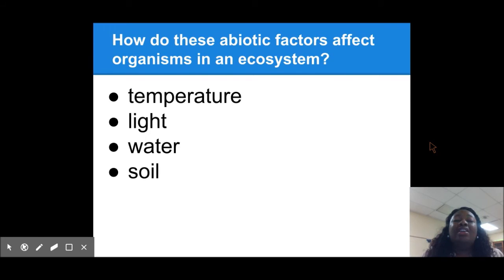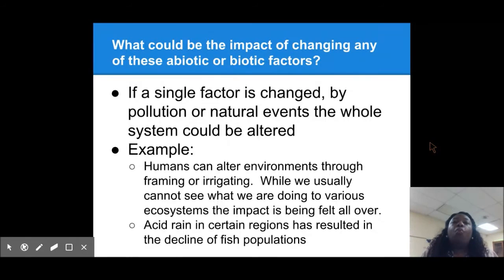All right, so how do these abiotic factors affect organisms in our ecosystem? We have temperature, light, water, and soil. These are things that affect the organisms in our ecosystem. Just remember that, okay? So what could be the impact of changing any of these abiotic or biotic factors? Well, if a single factor is changed by a population or any natural event that occurs, the whole system can be altered. So imagine a tsunami coming. That's a natural event, and that could possibly harm our population. Okay.